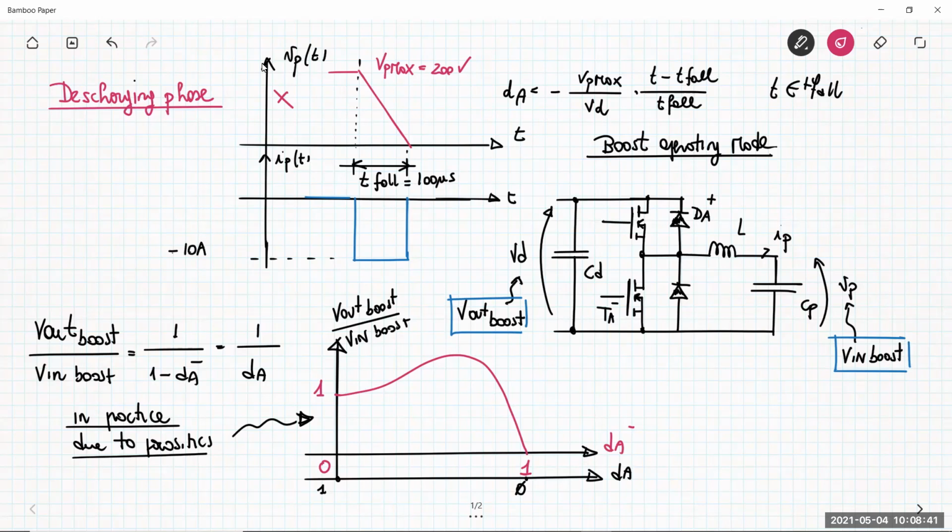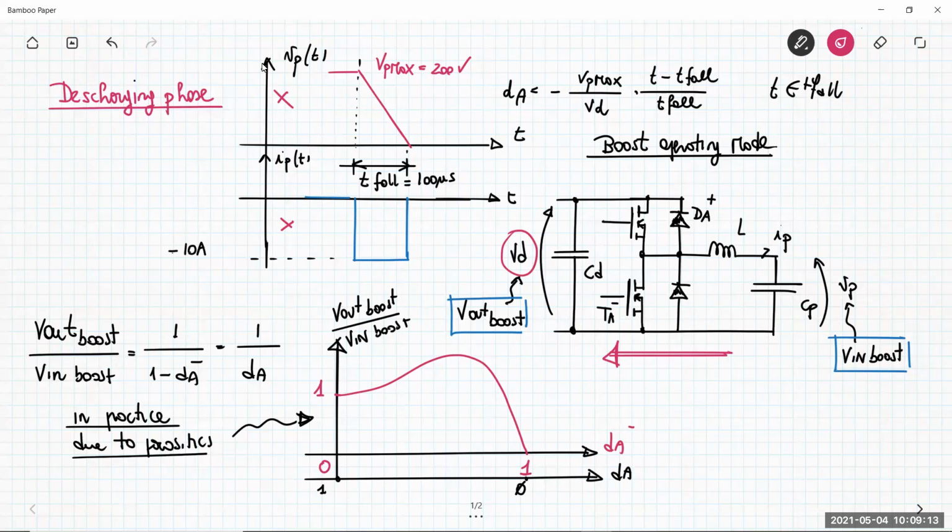In this phase, the current IP is negative. So in this situation, there is a transfer of energy from the piezo injector toward the main source, the voltage VD that we had at the voltage port of our half bridge. Okay, so there is a transfer of power from the right to the left.